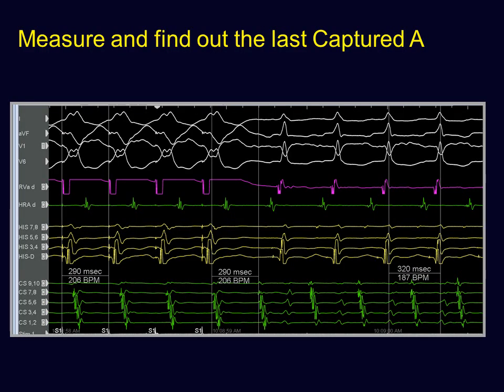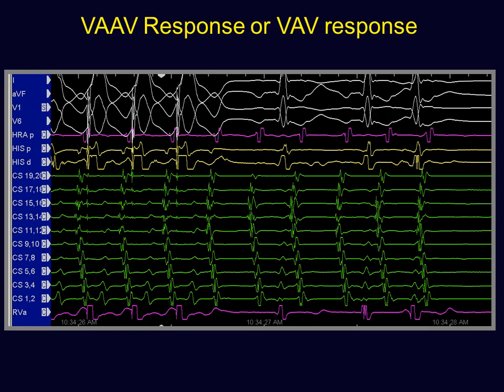And also it's critical to measure the last captured A. This is the most common pitfall everybody falls into. So here's a VAAV tachycardia. You're supposed to look at the His, VA, His V, but this is the last entrained A. So that's the last entrained A, and the His is occurring even before or at the same time as the last entrained A. So this is actually a VAV response. So that means this is not an atrial tachycardia. And so measuring the last captured A is very critical in the diagnosis.